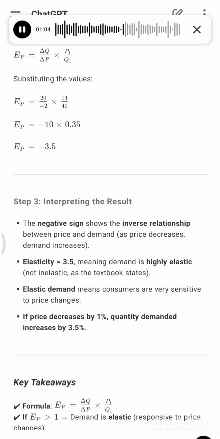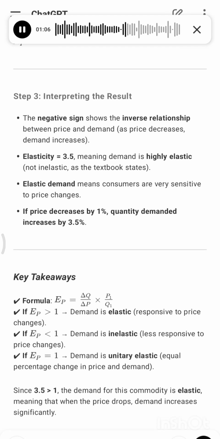Step 3, interpreting the result. The negative sign shows the inverse relationship between price and demand. As price decreases, demand increases. Elasticity equals 3.5, meaning demand is highly elastic, not inelastic as the textbook states. Elastic demand means consumers are very sensitive to price changes. If price decreases by 1%, quantity demanded increases by 3.5%.